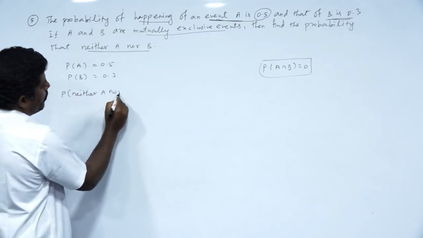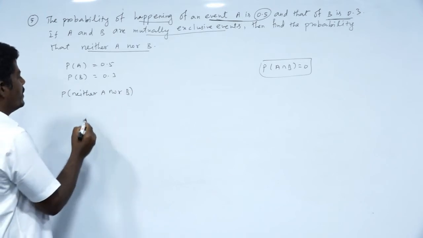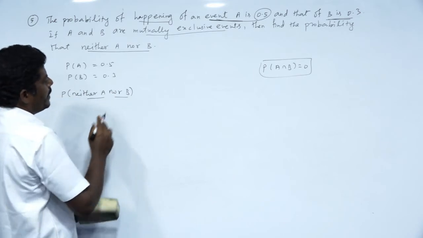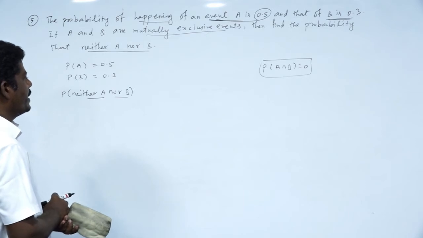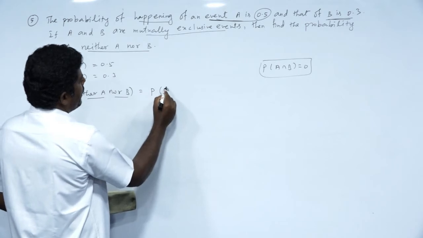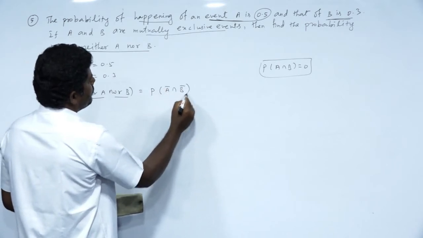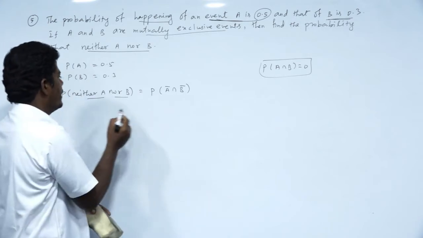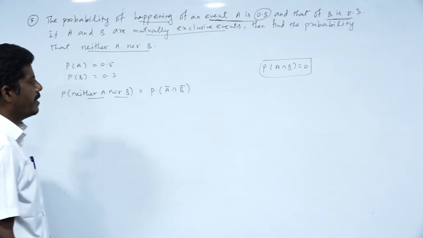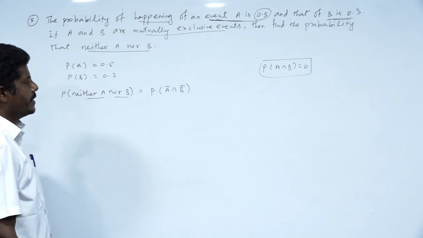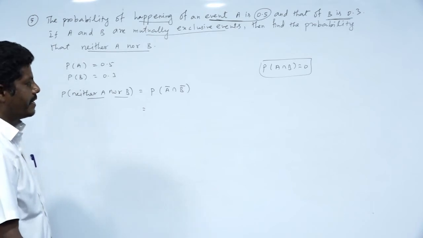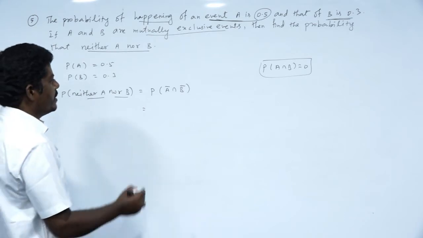Probability of neither A nor B. That means, my dear students, neither A nor B means not in A and not in B. That means A complement and B complement, that means probability of A bar intersection B bar, not in A and not in B. Understand, my dear students? We can write this using De Morgan's law. Already we have studied it in sets and functions, my dear students.